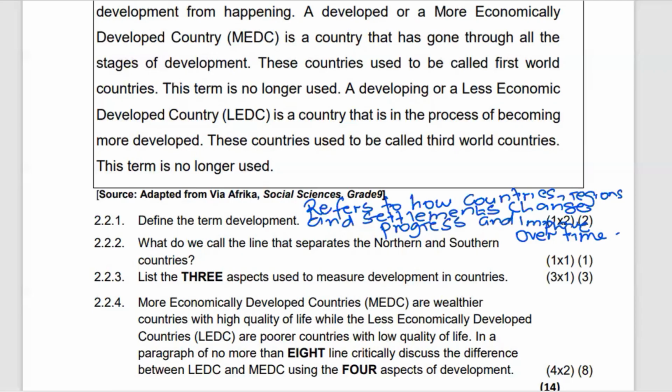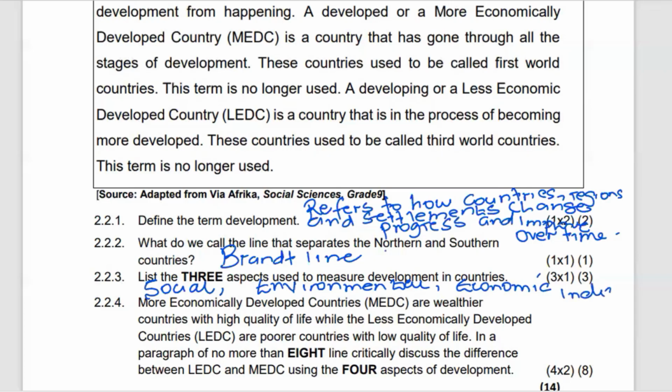That is called the Brandt line. Name 3 aspects used to measure development in the country. These aspects, we have social indicators. You can use social indicators. You can use environmental, and you can use economic indicators.